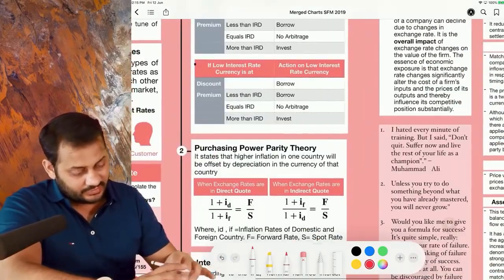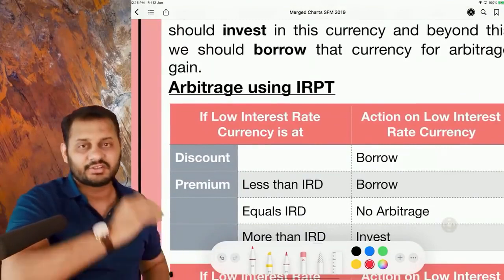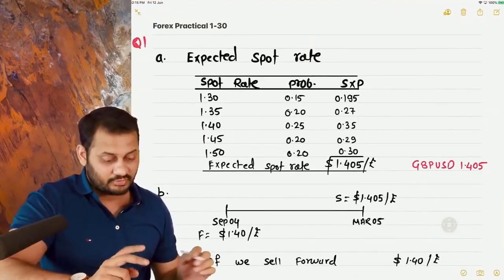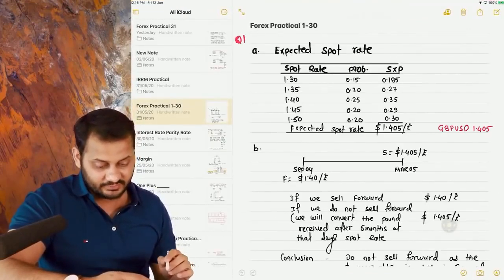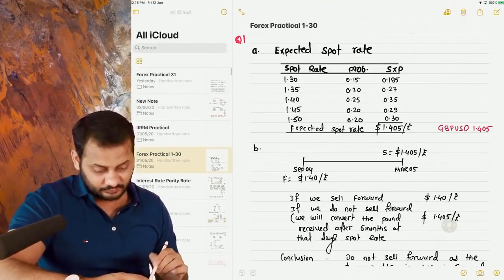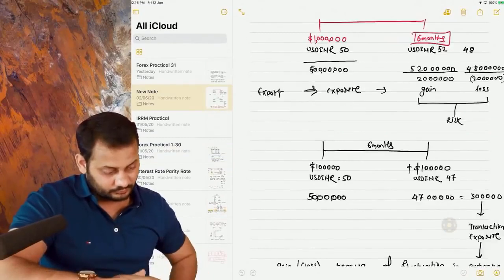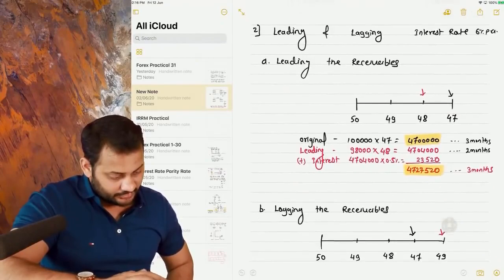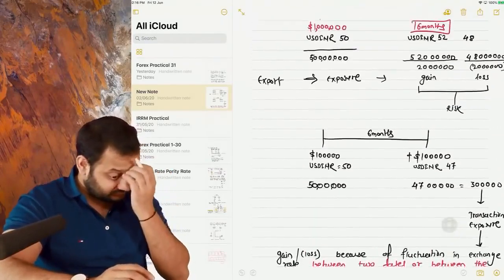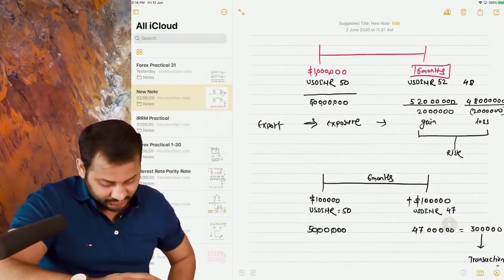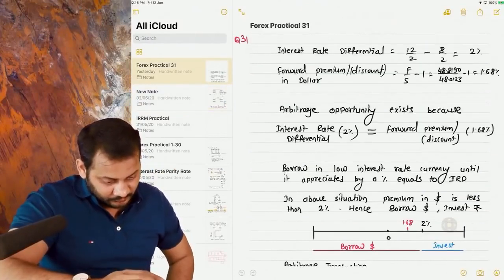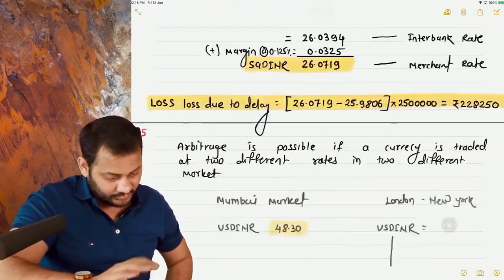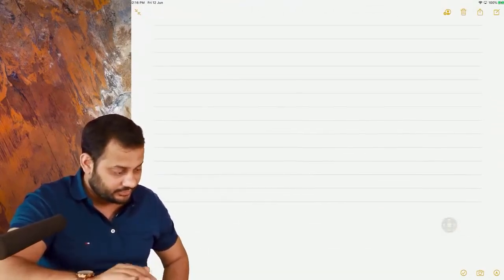Okay, now let's come to arbitrage using the interest rate parity theory. There are two things that you need to understand when you talk about arbitrage using the interest rate parity theory. Just give me a second. I will find that question, that topic, where we have written every damn thing about interest rate differential.